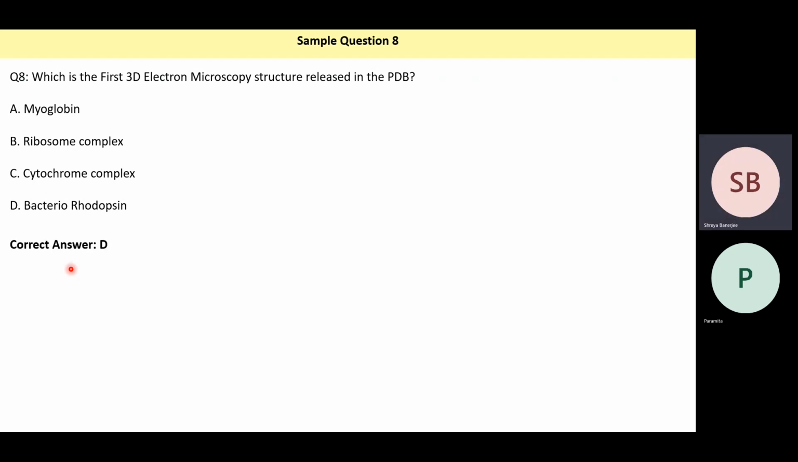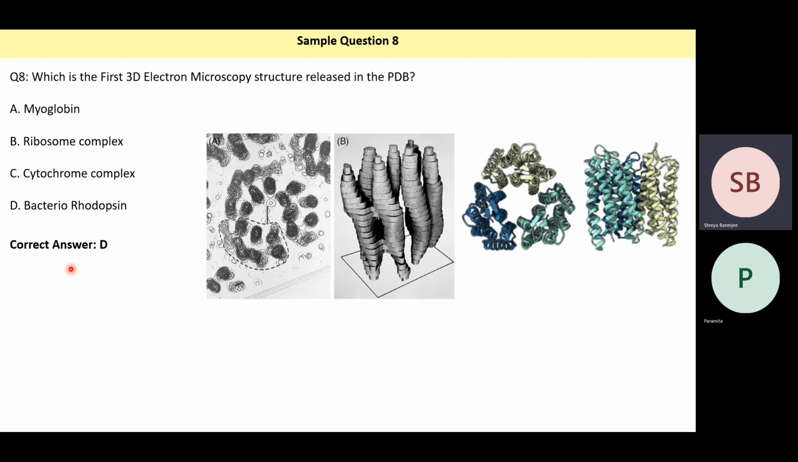So the correct answer is D, bacteriorhodopsin. This was the initial electron microscopy structure that was obtained. This is a 2D representation, and many of the 2D snapshots were put together to get a 3D picture by 3D reconstruction, as we have learned.